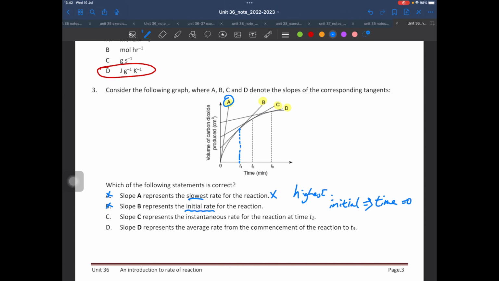C is the instantaneous rate for time 2. T2. T2 is here. For this point, it makes sense, right? This is C. It makes sense. What about D? Well, D should be the instantaneous rate for T3. So it is not the FH rate.